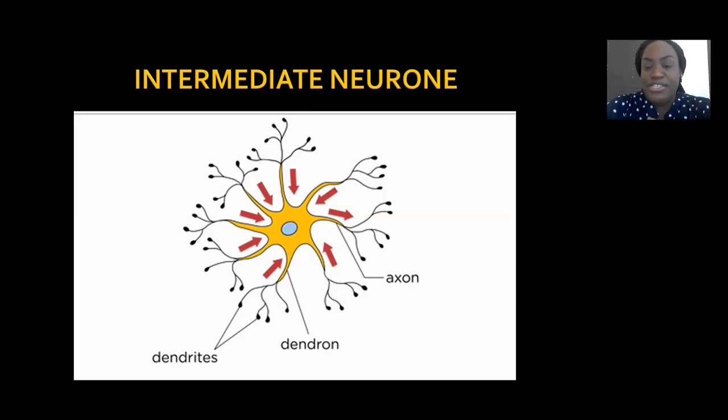And just like all of the other neurons, you will see that there are dendrites attached to the cell body, with axon terminals that are going to be able to attach to an adjacent interneuron or intermediate neuron.